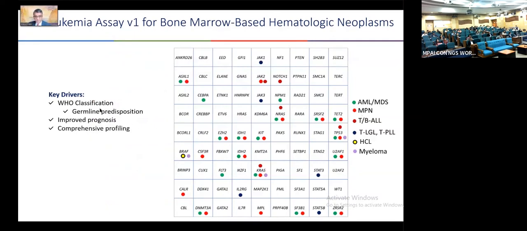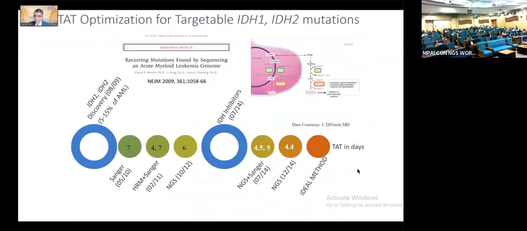As I mentioned, one of the key drivers was the WHO classification, and novel targets for germline predisposition such as DDX41 and so forth. Also, since more and more signature-based prognostic profiling was being performed, this panel did allow that comprehensive assessment, and the content was high yield and still comprehensive enough that it continues to serve our purpose even to date, and a very small amount of content needs to be added to this.